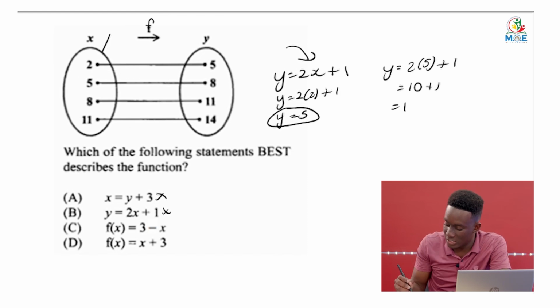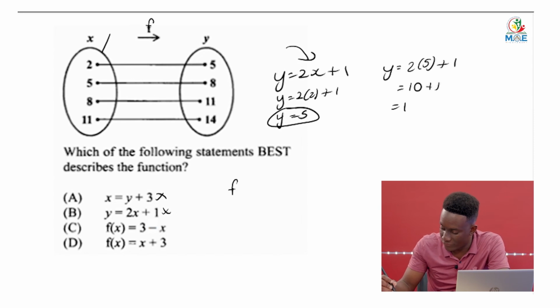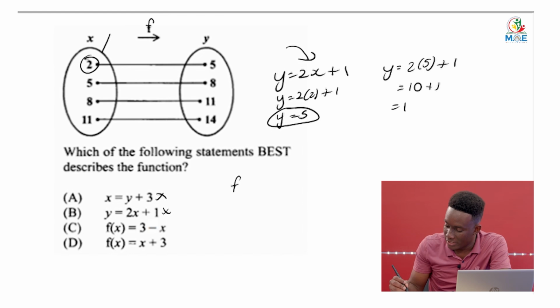So let's move on to the next one. Let's say 3 minus x. So let's see, f of x. In this case, let's find f of 2. Let's see if we put in 2 inside of this function, if we'll get 5. So 3 minus 2, that definitely will not give me 5. So this one is definitely out. So the answer should be D.